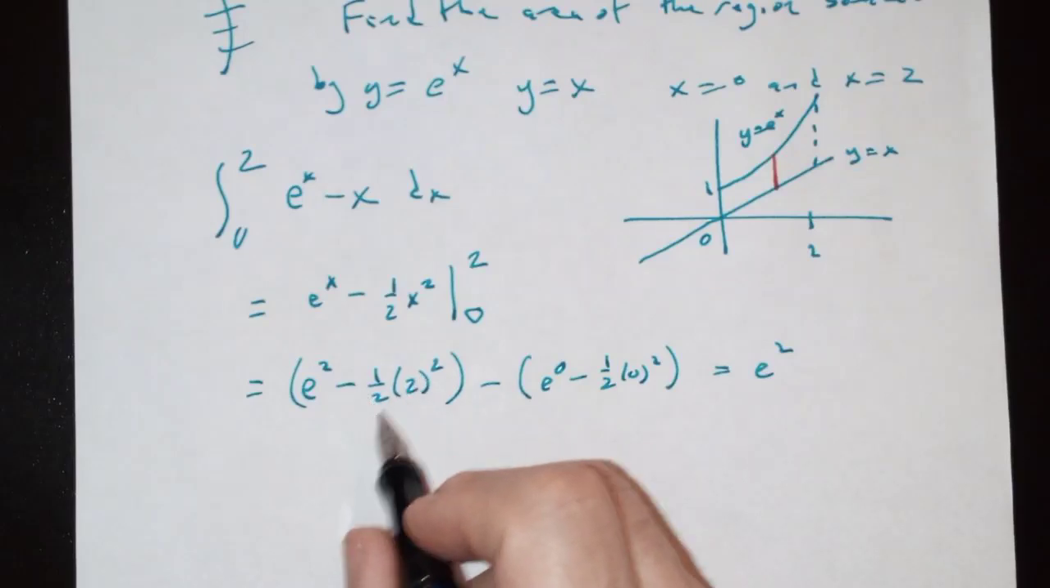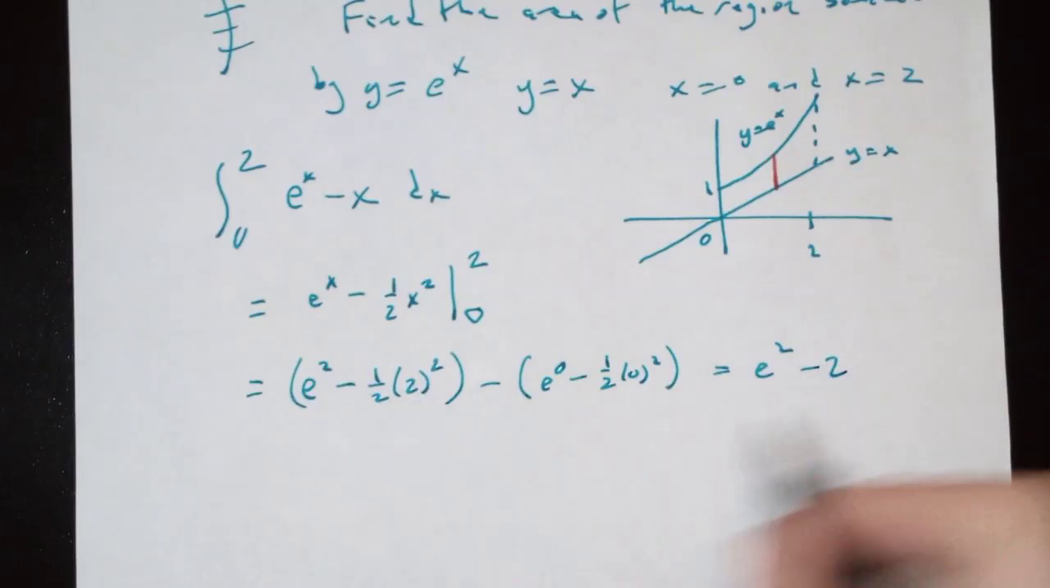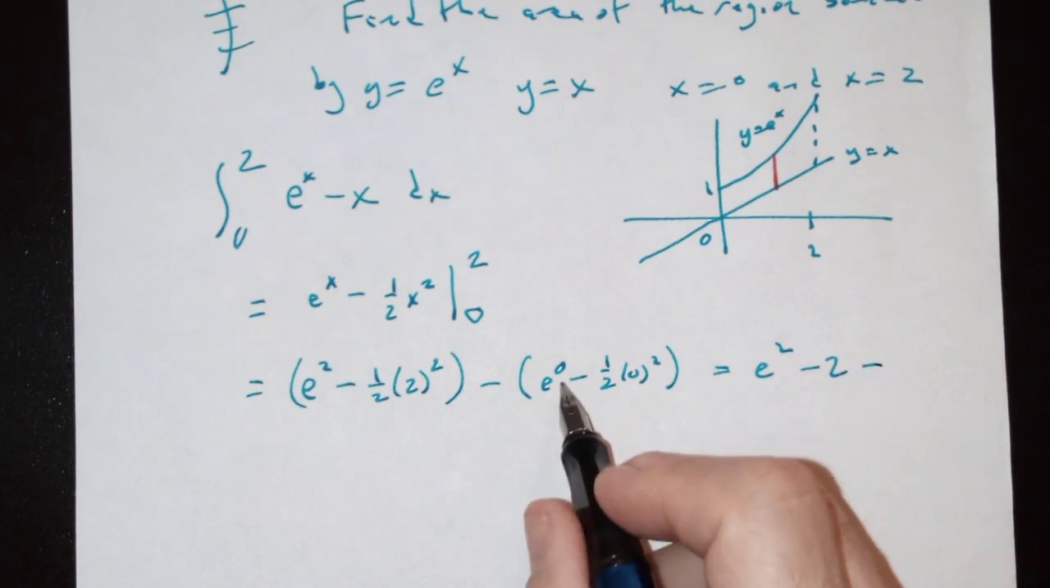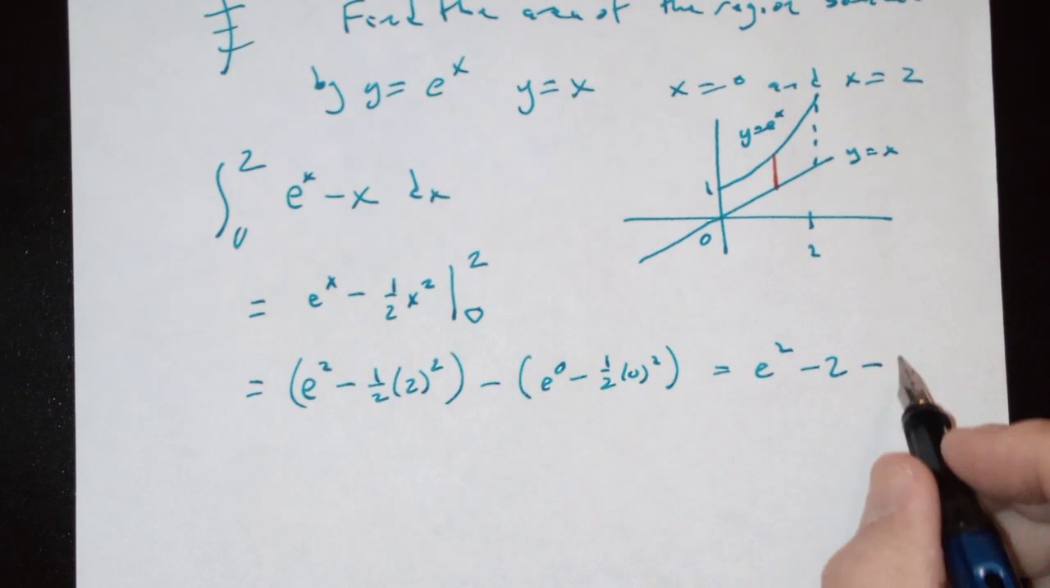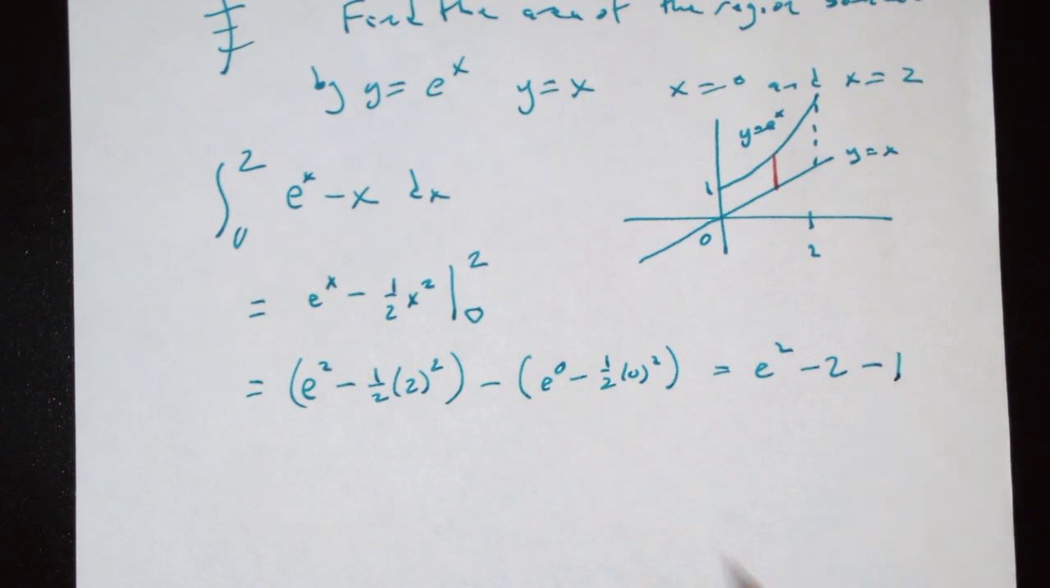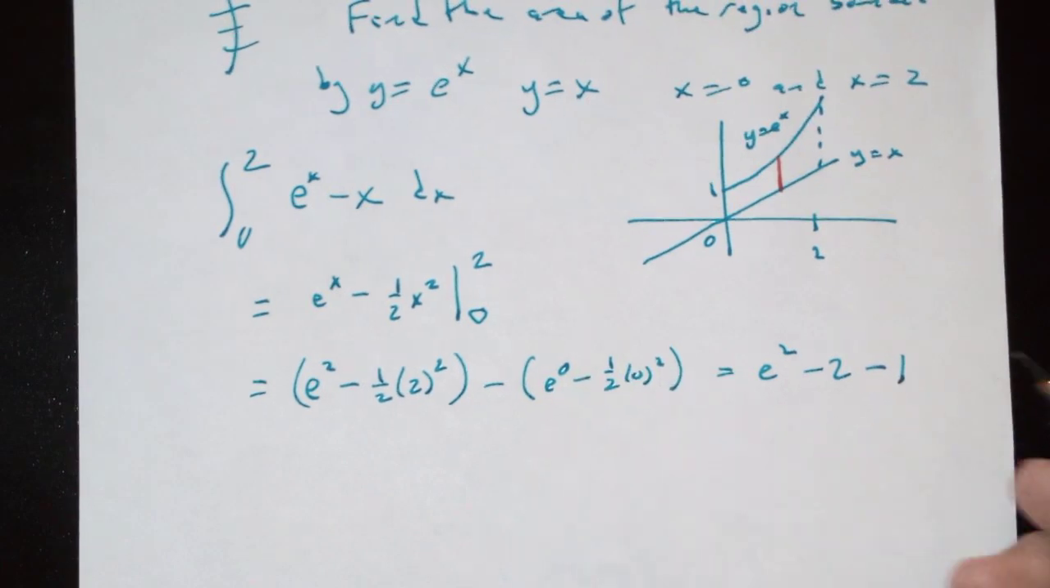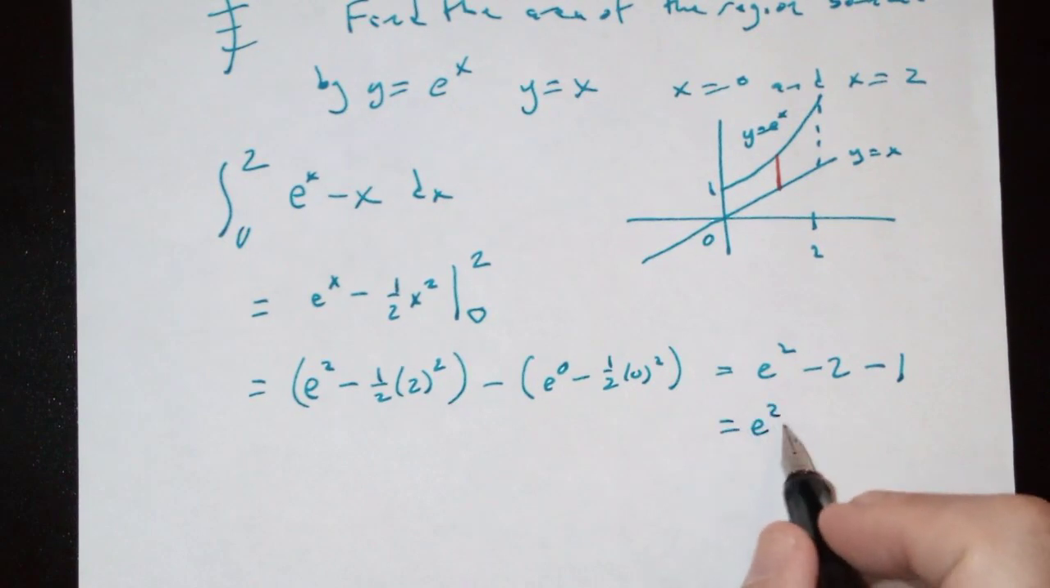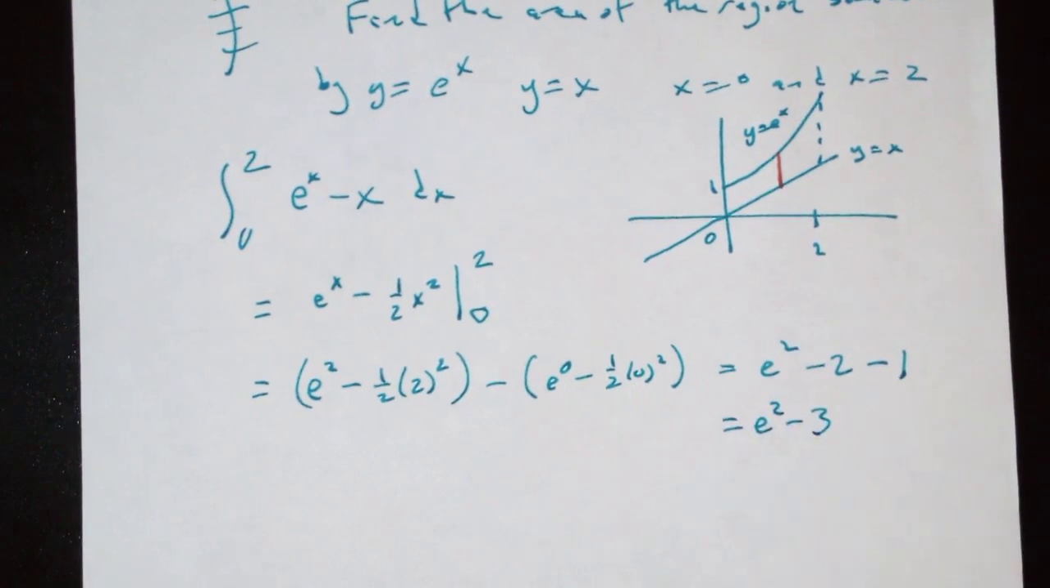1/2 of 2 squared, 1/2 of 4, that's 2. Minus e to the 0, though. E to the 0 is nice. What's e to the 0? Yay. E to the 0 is 1. 1/2 0 squared is 0. Okay. So I get e squared minus 3. I'm not even going to bother to come up with a decimal. You are welcome to, but I'm not going to bother at this point.